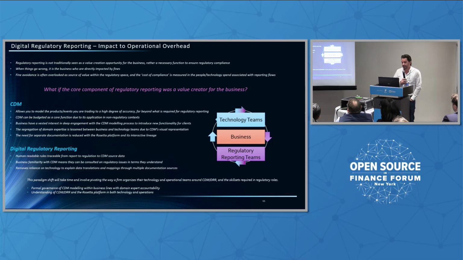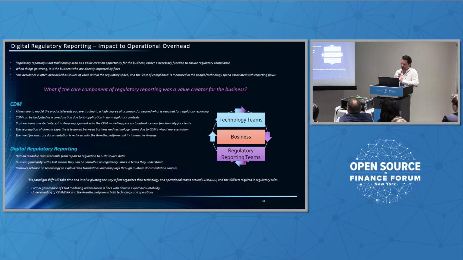But even so, when things go wrong, the business are very interested in what the problem was, why is regulatory reporting so hard, and they're the ones who ultimately pay the fines. So the business has a vested interest in regulatory reporting one way or the other. Now, fine avoidance is often overlooked as a source of value. For a firm to say, we haven't been fined, you could take the average fine across all other dealers and then say, technically we've saved this much by being compliant. That's something that's not really done.